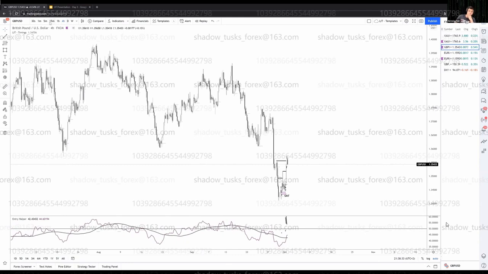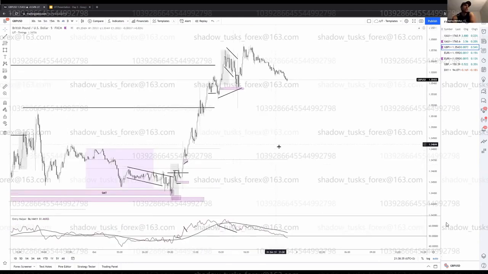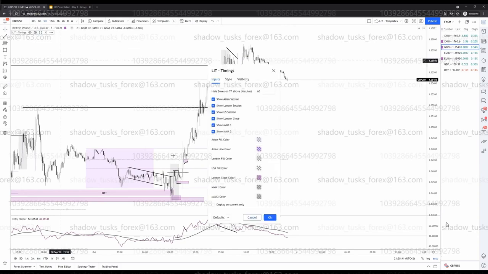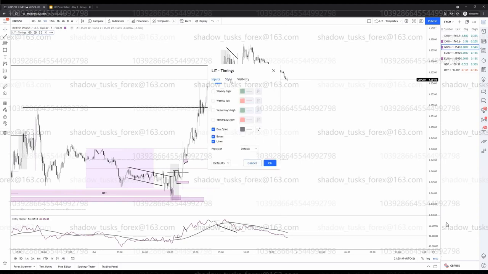Awesome. Are we able to change up these settings on the timing indicator? Yeah, you can. You just click in here, this wheel, right? Settings. Then of course you can do whatever you want. You can change colors. You can put the magic manipulation off. You can put off Asia session. You can do all this stuff.